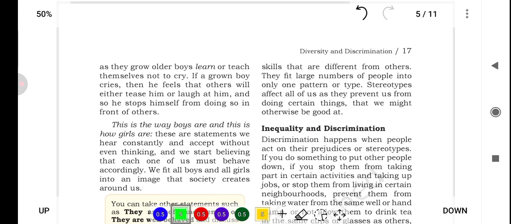As they grow older, boys learn or teach themselves not to cry. If a grown boy cries, then he feels that others will either tease him or laugh at him, and so he stops himself from doing so in front of others. This is the way boys are and this is how girls are. These are statements we hear constantly and accept without even thinking, and we start believing that each one of us must behave accordingly. We fit all boys and all girls into an image that society creates around us.